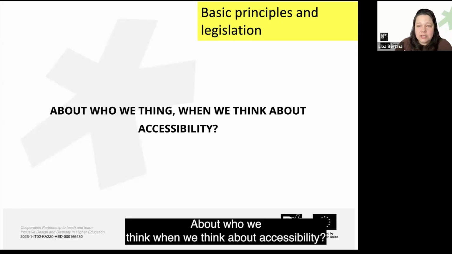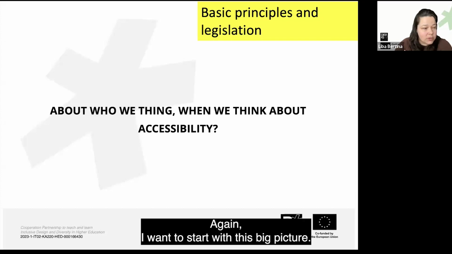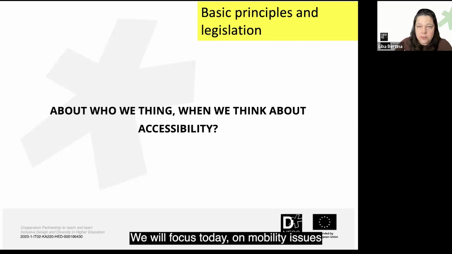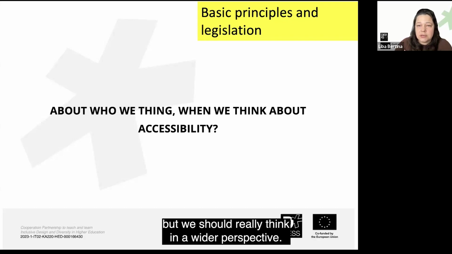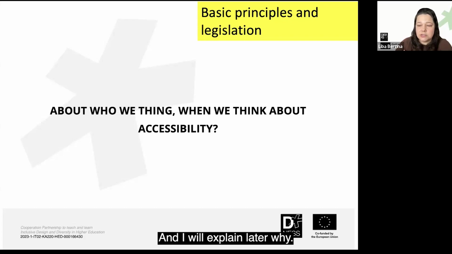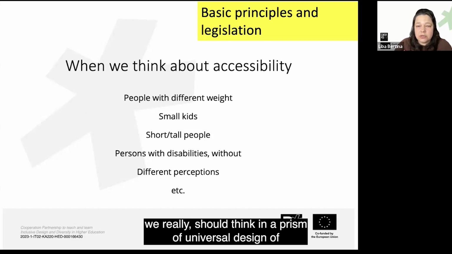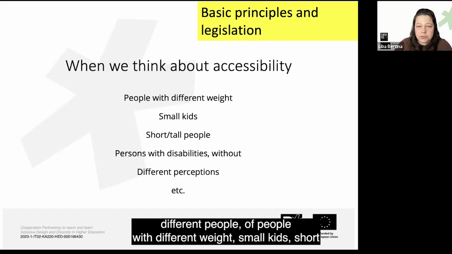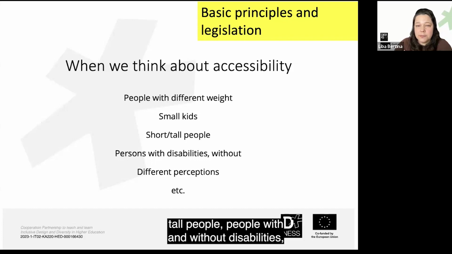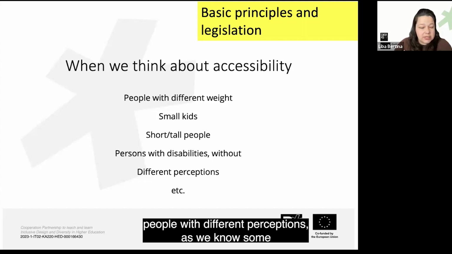About who we think when we think about accessibility. Again, I want to start with this big picture. We will focus today on mobility issues, but we should really think in a wider perspective, and I will explain later why. When we think about accessibility, we really should think in a prism of universal design, of different people, people with different weight, small kids, short, tall people, persons with and without disabilities, people with different perceptions.